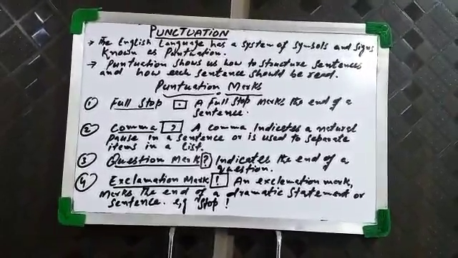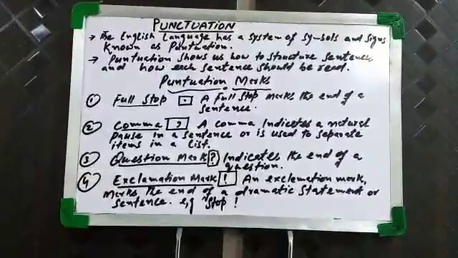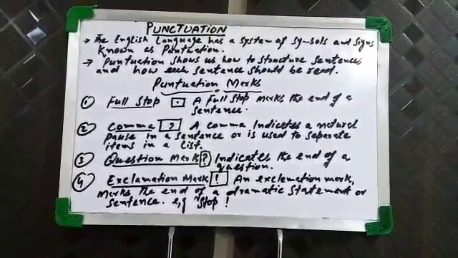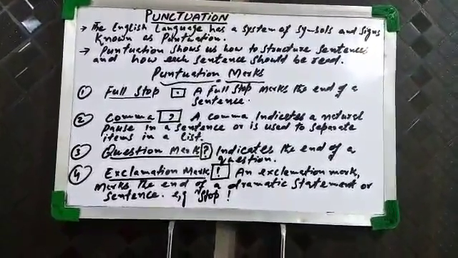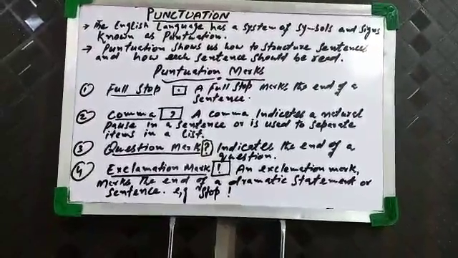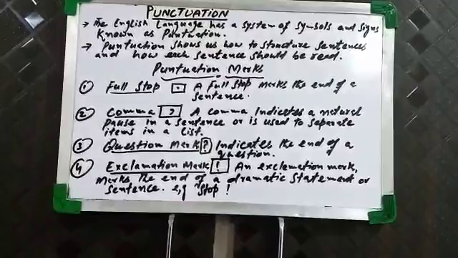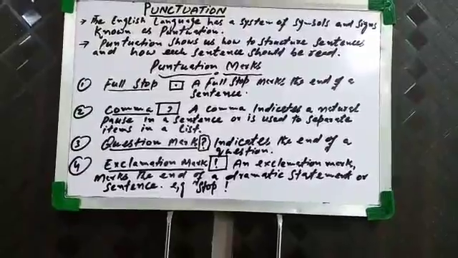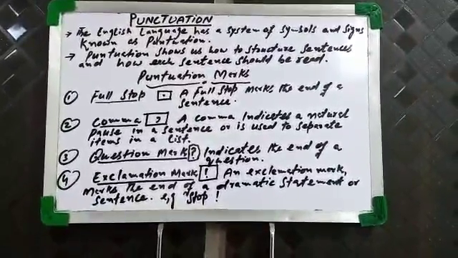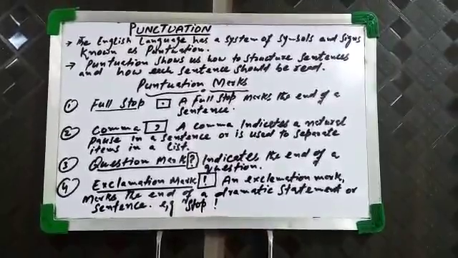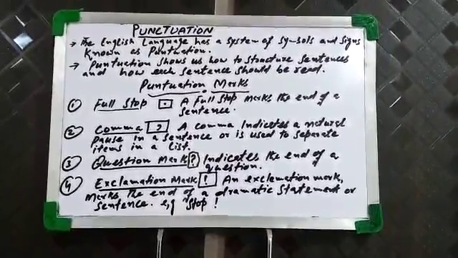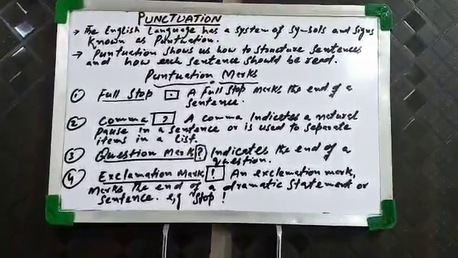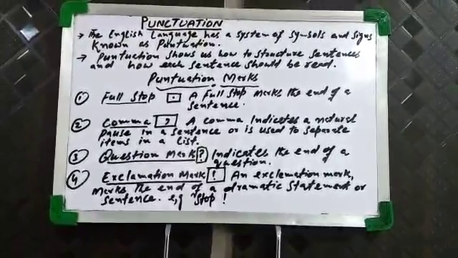After that, another punctuation mark is the comma. A comma indicates a natural pause in a sentence, or it is used to separate items in a list. I will give you an example. Kareem went to his friend's house, comma, he loves to go there. So in this example, when we say Kareem went to his friend's house, we take a pause, and when we take a pause, we simply put a comma there. Then, he loves to go there, and there is a full stop.